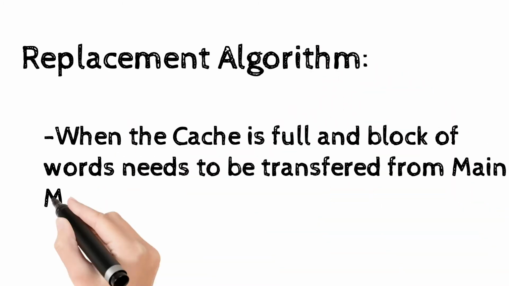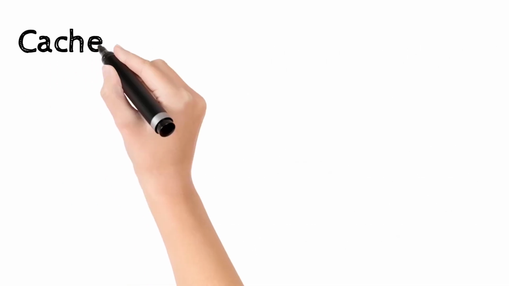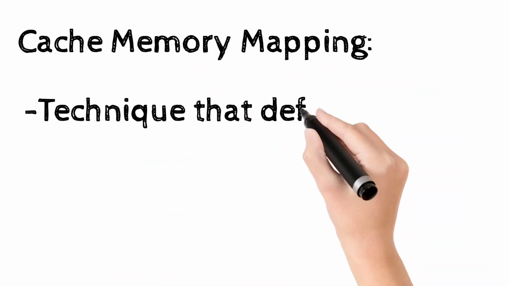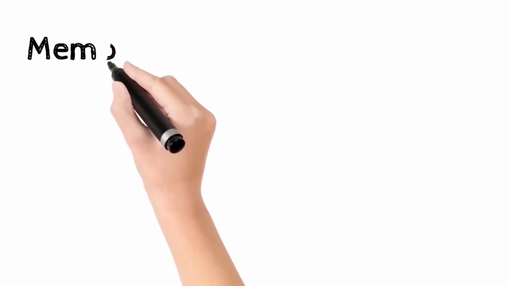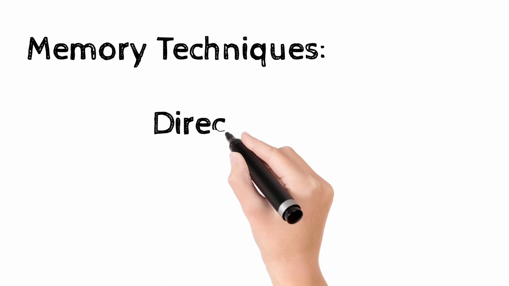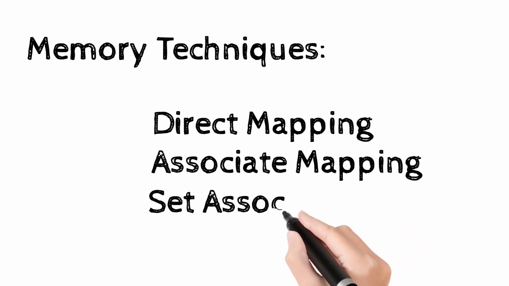Replacement algorithm. When the cache is full and a block of words needs to be transferred from main memory, some blocks of words must be replaced. This is called the replacement algorithm. Cache memory mapping. The technique that defines how the contents of the main memory are brought into the cache is called cache memory mapping. There are three mapping techniques: direct mapping, associative mapping, and set associative mapping.